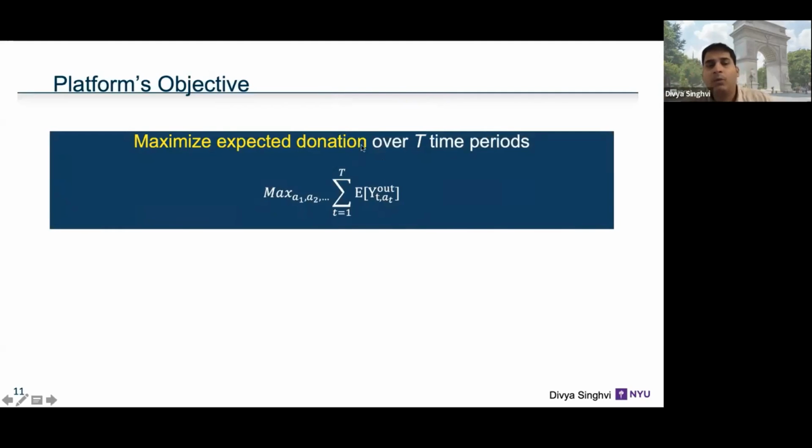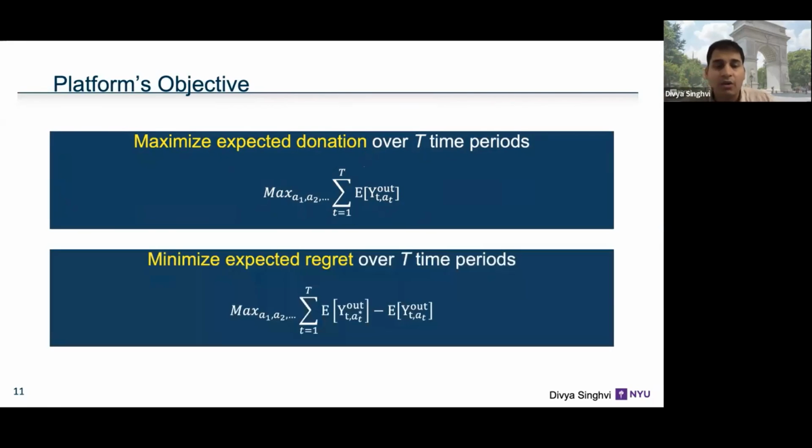Now, why is this objective relevant? Well, if you think of platforms like GoFundMe, the way they work is they charge a flat fee of 2.6% for every donation that is made on the platform. So the platform takes 2.6% of the donation. So indeed, the right objective is to maximize the total donations that are happening on their platform.